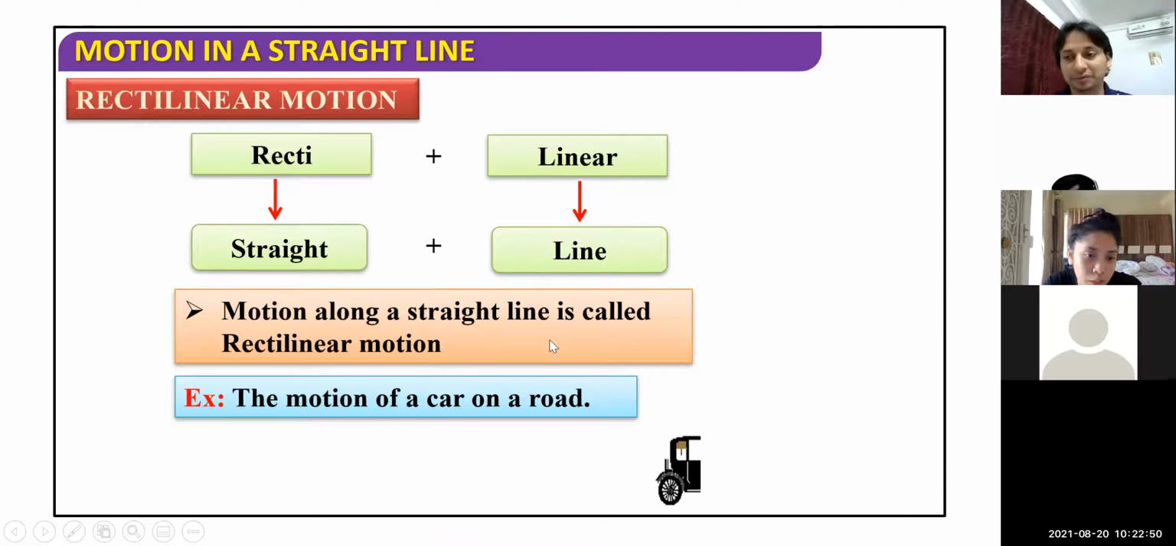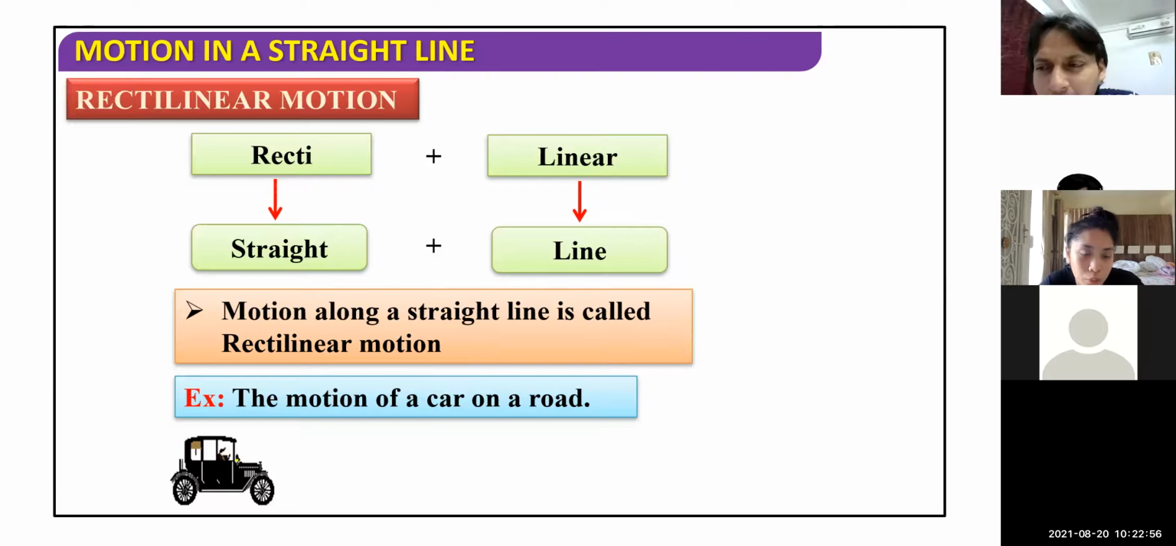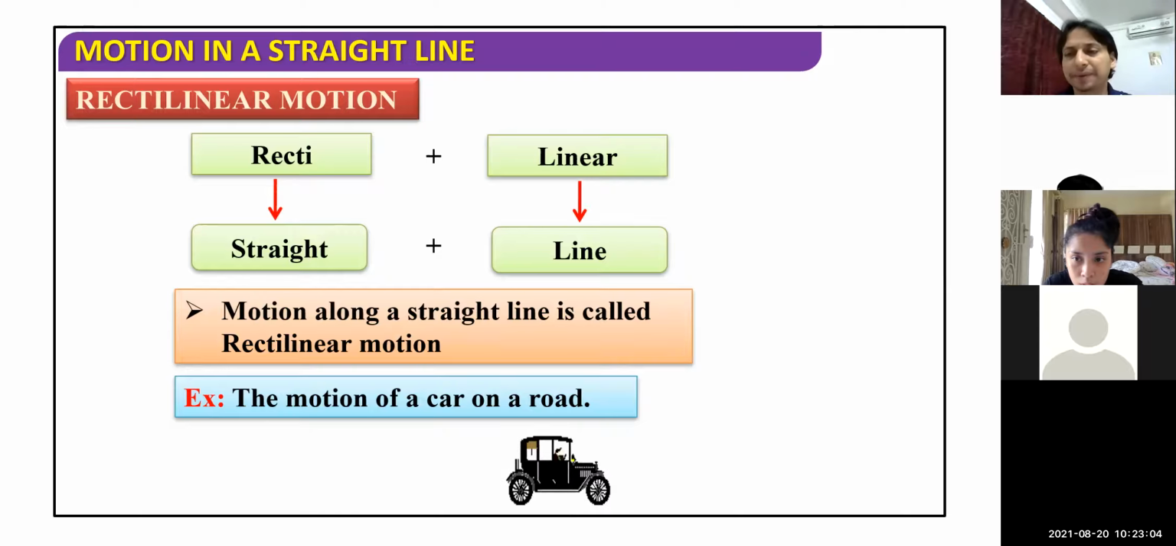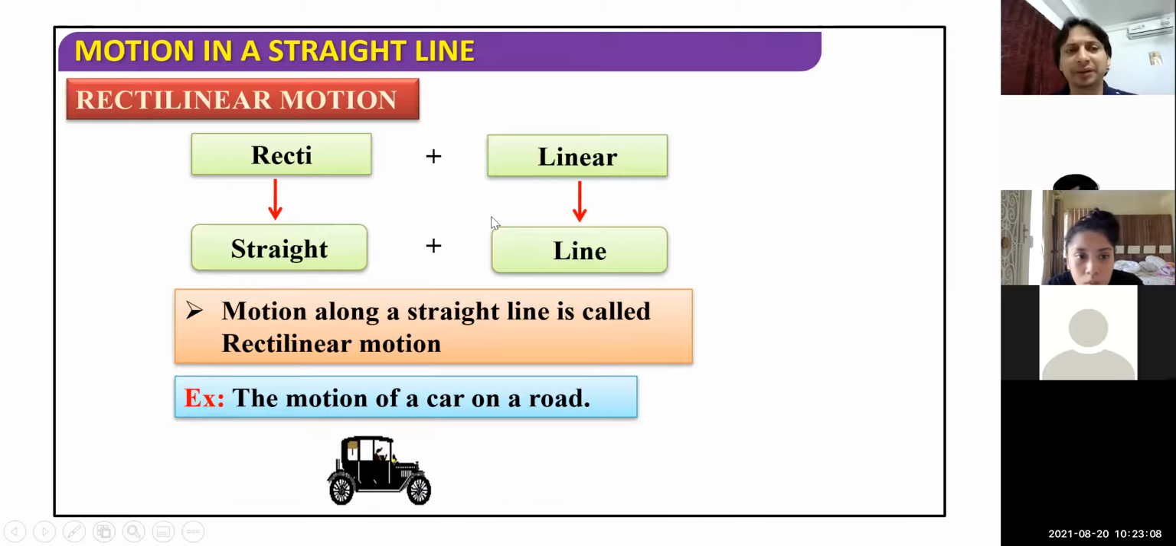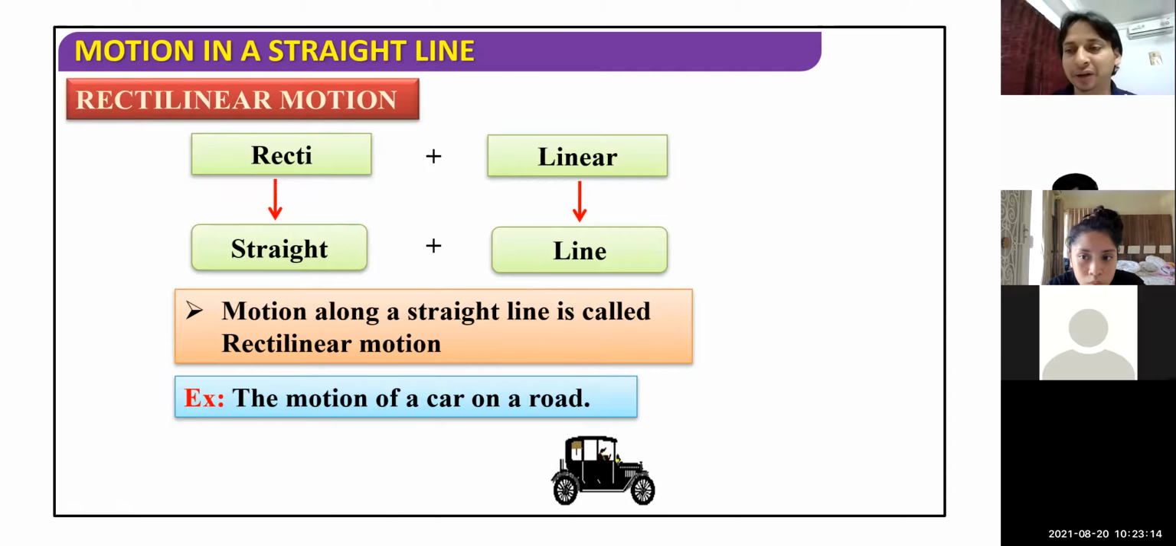Is rectilinear motion basically just similar to linear motion? Yes, it is similar to linear motion. It is a linear motion, a straight line motion, a 1D motion. But they have extended the word. What do you mean by rectilinear? Recti means straight, linear means line, motion in a line.